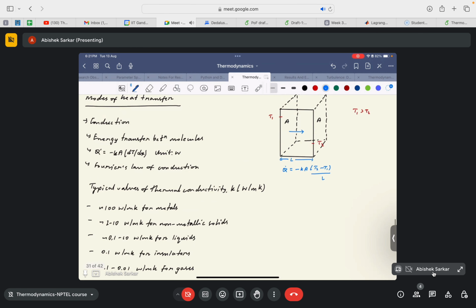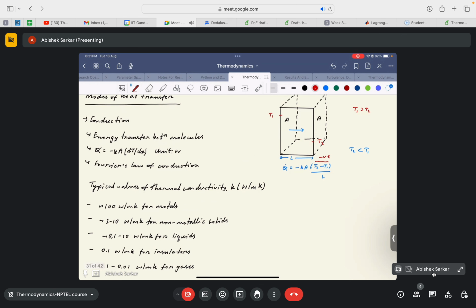The minus sign is basically to make the net rate of heat transfer positive. Since T2 is less than T1, the temperature difference will be negative, and the product of two negatives gives us a net positive rate of heat transfer. It basically means that the heat transfer is in the direction that we chose beforehand. So we are saying that the heat transfer is occurring from left to right.